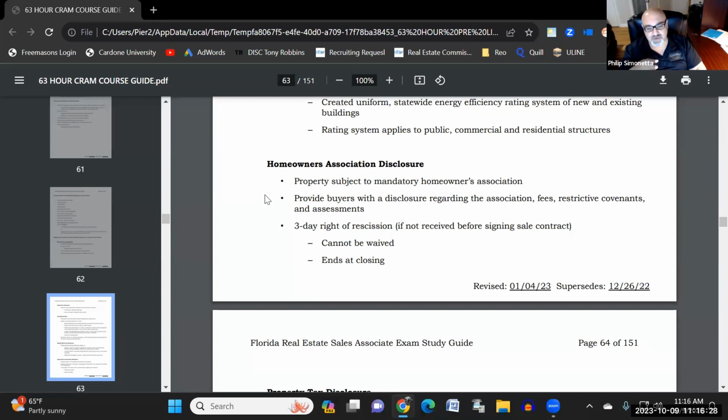So they have 3 days right of rescission if not received before signing the contract. And this cannot be waived. You can't say, I don't want it. It's just part of it. However, if a buyer doesn't get it and the buyer closes on the property, it ends at closing. There's no repercussions. If they never got it, they never got it, right? It's not something that goes on past the closing, okay?